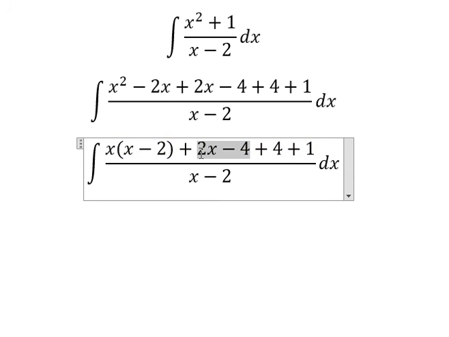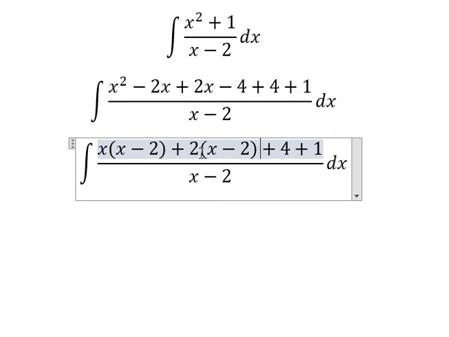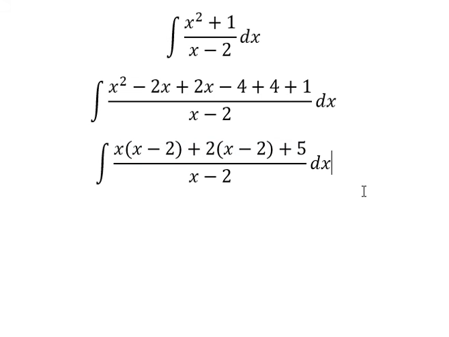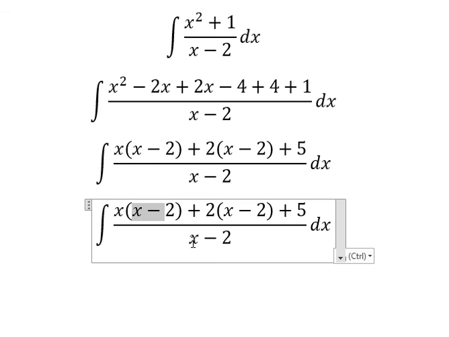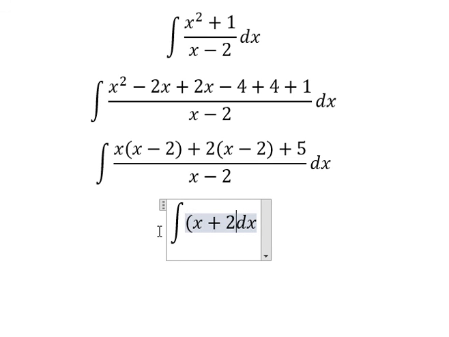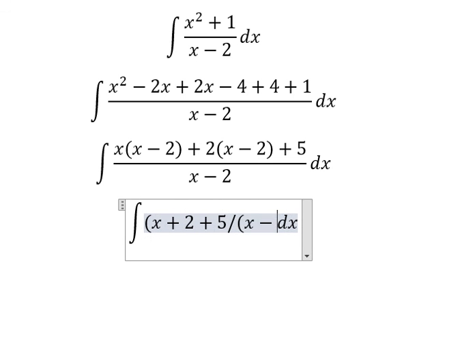Similar for this one. 4 plus 1, you get number 5. So this one divided by this one divided by this one. So we have s plus 2 plus 5 over s minus 2.